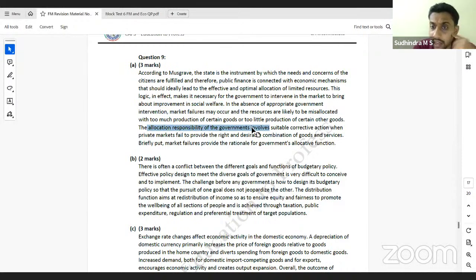Challenge before any government is how to design its budgetary policy. This is half mark. Then distribution function aims at redistribution of income. Why? To ensure equity and fairness. That carries half mark. And you have well-being of sections of the people, achieved through how this well-being is achieved through taxation, public expenditure, regulation, and preferential treatment, half mark.